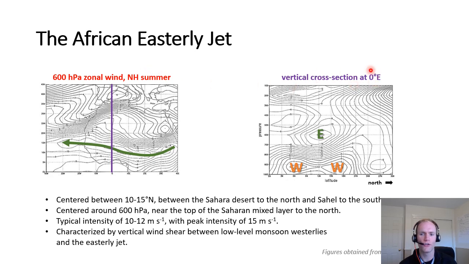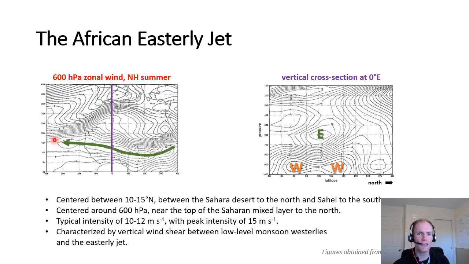And then we have a vertical cross-section along this purple line here at 0 degrees east from the equator all the way up to 30 north in this case, which is here over Northern Africa. I've annotated in this green arrow here to denote the African easterly jet. It's roughly between 10 degrees and 15 degrees north latitude. It's an easterly jet, so these values that are contoured here are negative, given by the dashed contours. And the values that you see here range between 10 and 12 meters per second along that green arrow here.